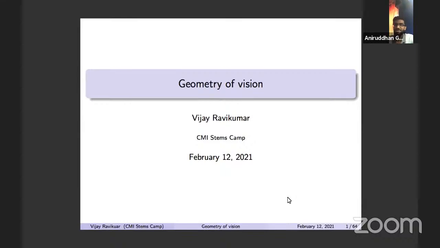Okay, so good afternoon. To start off with, congrats on being here and welcome to the second lecture of the day. After an exciting session on gravitational lensing, we now have yet another thought-provoking session on the geometry of vision. The speaker, Dr. Vijay Ravikumar, is a professor at the Chennai Mathematical Institute, who is forever known for his unique and intuitive approach to teaching.